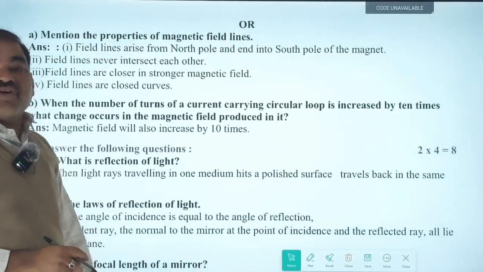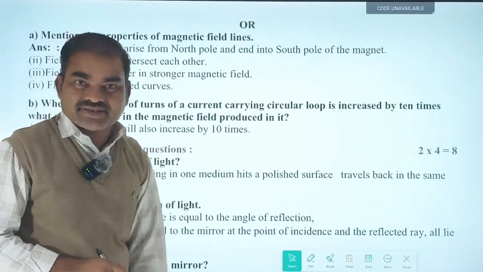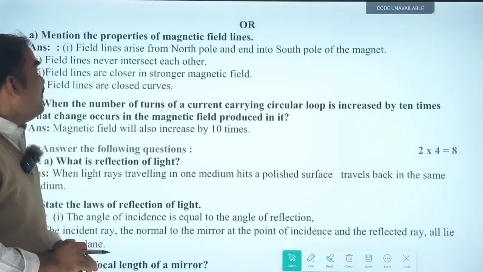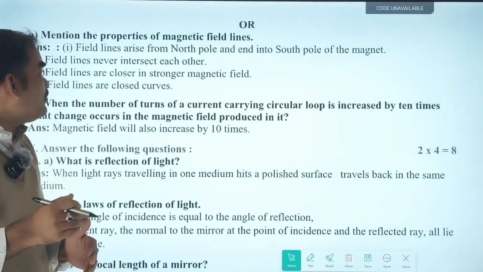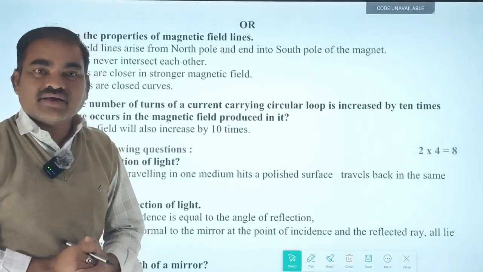Mention the properties of magnetic field lines. First one, field lines arise from the north pole and end at the south pole.